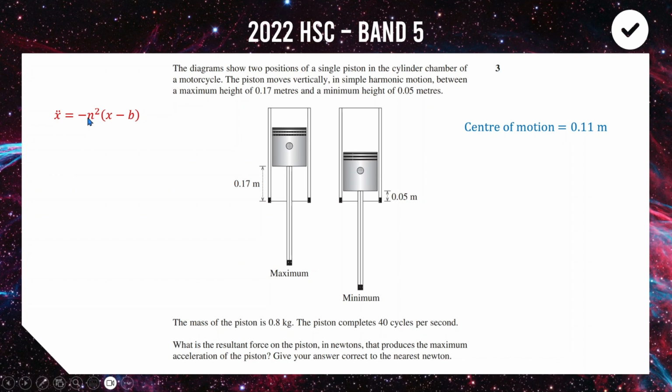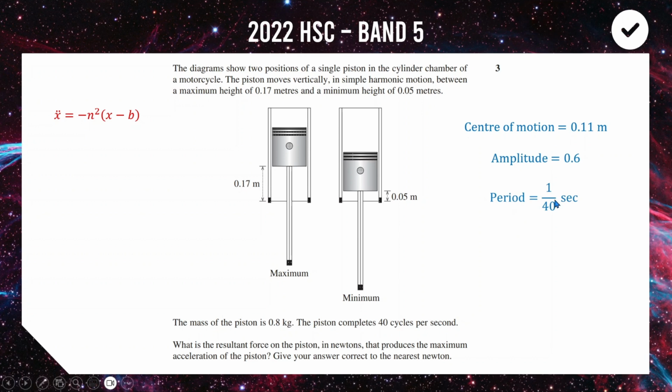Now to figure out what n is, we're going to need to think about the period of the motion. So the piston is doing 40 cycles per second, which means that it's doing one lap or one revolution in a 40th of a second. Okay, if something's happening 40 times per second, it means it's happening once every 1/40th of a second, if that sort of makes sense. Also from this we can get that from 0.11 up to 0.17 and down to 0.05, so the distance of the oscillation is 0.06, and that's going to be the amplitude of our sine cos wave. Okay, so from the center point to the end points is 0.06.